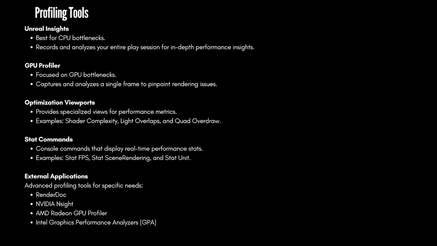Then there's the GPU Profiler, a laser-focused tool that grabs a single frame and breaks it down to show what's overloading your GPU. It's like a magnifying glass for rendering issues. Need to see the bigger picture? Check out Optimization Viewports. They let you switch between specialized views like shader complexity or overdraw to spot inefficiency at a glance. Don't forget stat commands. These are quick console commands to give you real-time stats. Just type stat unit or stat FPS to keep tabs on your in-game performance.